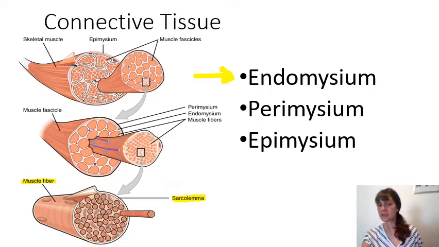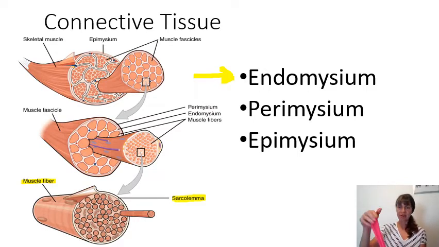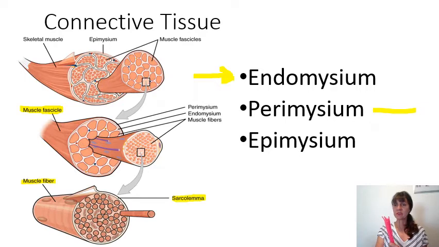In order to build a muscle, we need more than one skeletal muscle fiber. So we're going to get a bunch of them together. Now we have created a group of skeletal muscle fibers that makes up a muscle fascicle. In order to hold this muscle fascicle together, we need another layer of dense irregular connective tissue known as perimysium. Peri means around.